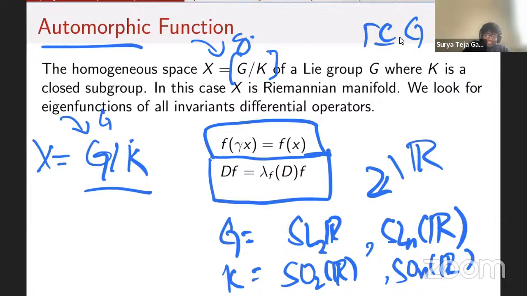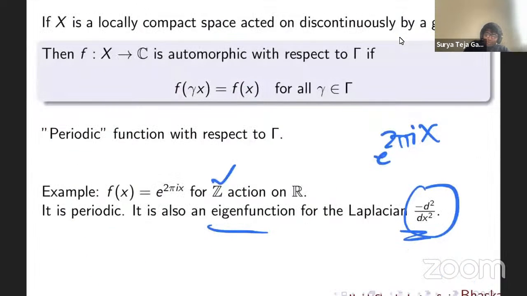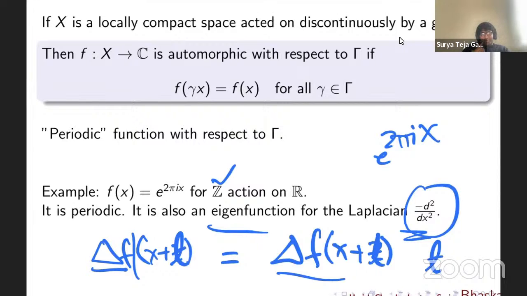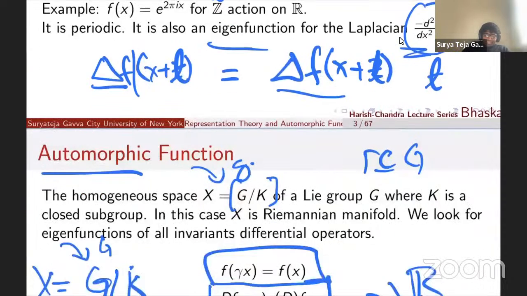So for instance, in the case of the Laplacian, what I'm saying is this: delta f of x plus z is the same thing as delta f of x plus z. Like you can translate and differentiate, or differentiate and translate, you get the same thing. So delta is invariant with respect to which group? R. This translation. It's the R action. Similarly here, you just delta.